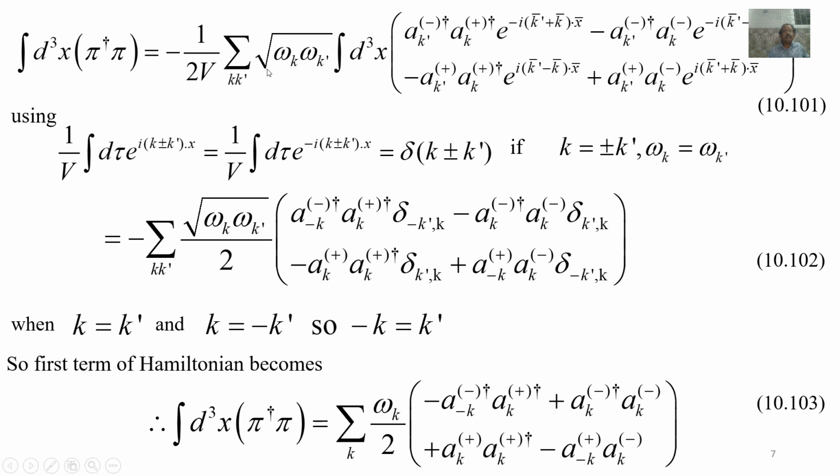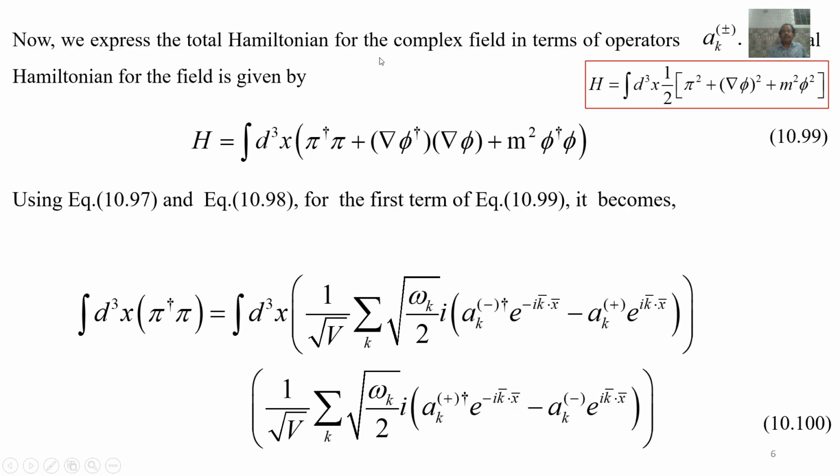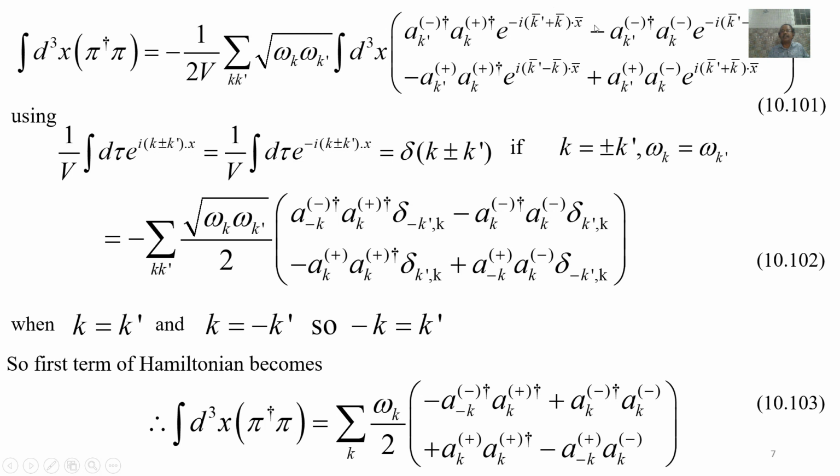of omega k prime integration d cube x, and we are going to multiply this term with this term. When you multiply, the first term will be multiplied by the first term, the first term will be multiplied by the second term, the second term in the first expression will be multiplied by the first term, and the second term will be multiplied by the second term. I have done exactly like this. So we can simplify exactly like this.